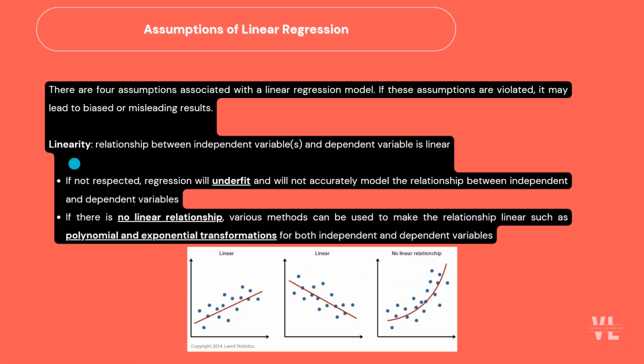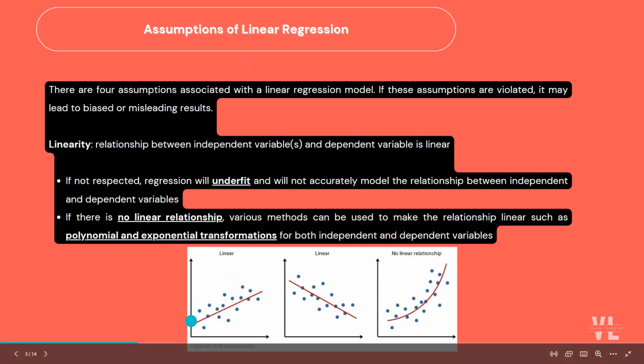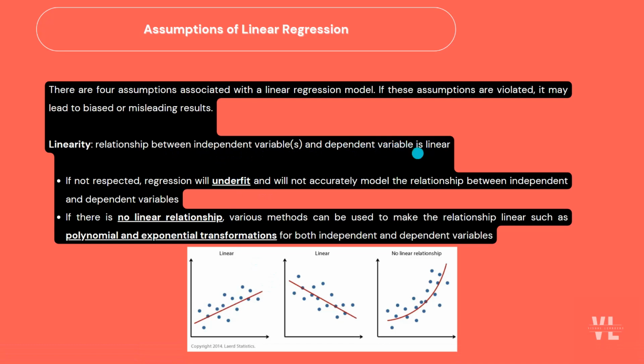So when we consider linearity, in order to use a linear regression model, the data distribution has to mimic a linear path, or the relationship between the independent and dependent variables has to be linear. Otherwise, our model will underfit the data. If there is no linear relationship, various methods can be used to make the relationship linear, such as more complicated transformations such as polynomial and exponential transformations for both independent and dependent variables.